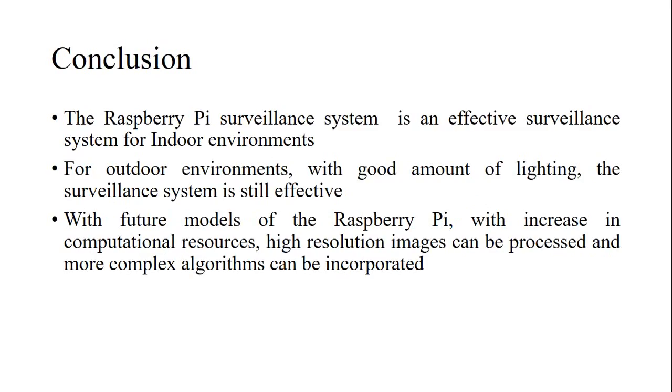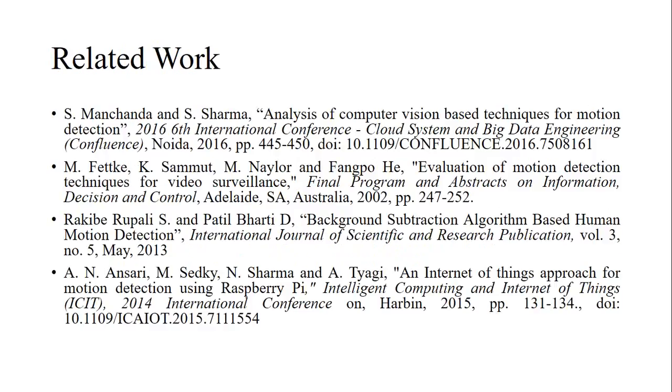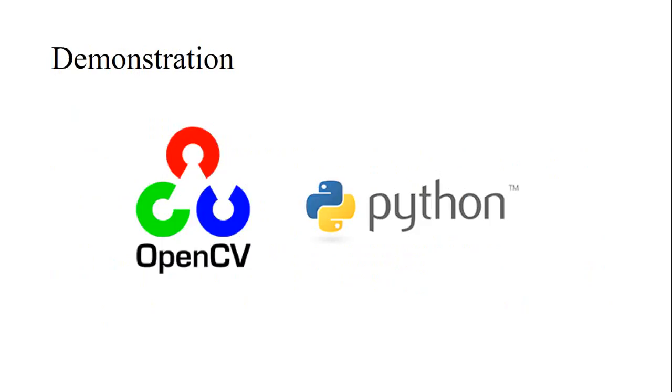Thus, we can conclude that with future models of Raspberry Pi having more powerful processors, we can further process higher resolution images and incorporate more complex computer vision algorithms. These are the references which were used in the project. Let us now take a look at the code and the subsequent demonstration of the two trial runs.